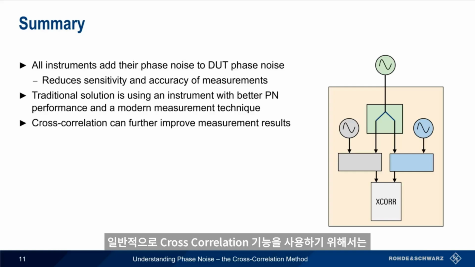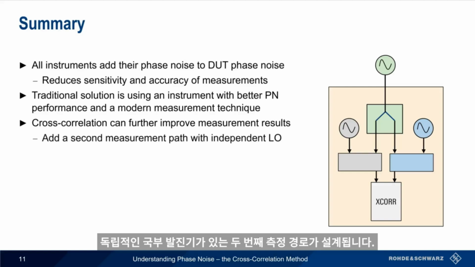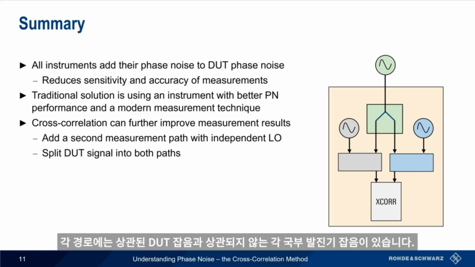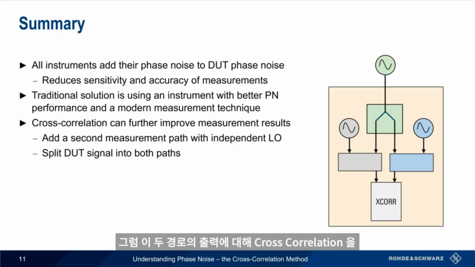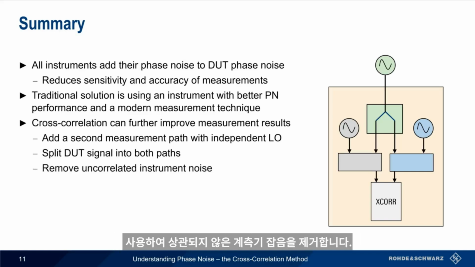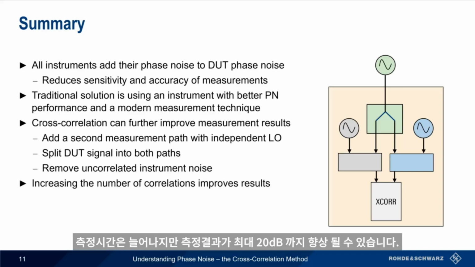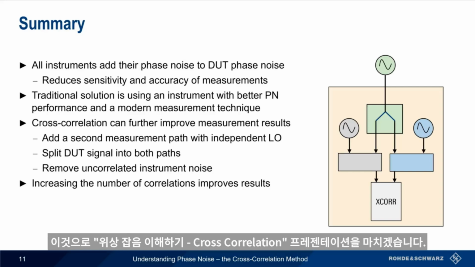In cross-correlation, a second measurement path with an independent local oscillator is used. The signal from the DUT is split into both paths, each with correlated DUT noise but uncorrelated instrument noise. Cross-correlation is then used on the output of these two paths to remove the uncorrelated instrument noise. Increasing the number of correlations improves our measurement results, often by 20 dB or more, with only a minimal impact on measurement time. This concludes our presentation, Understanding Phase Noise, the Cross-Correlation Method.